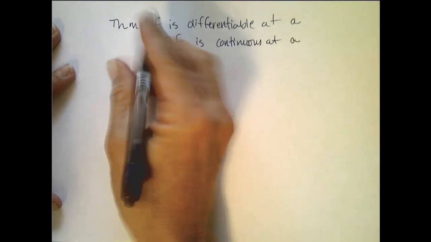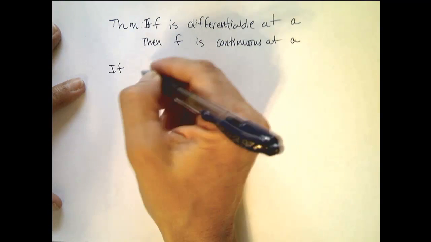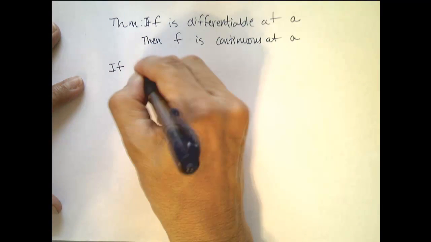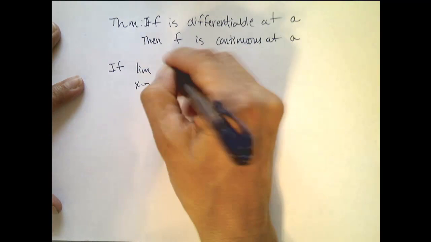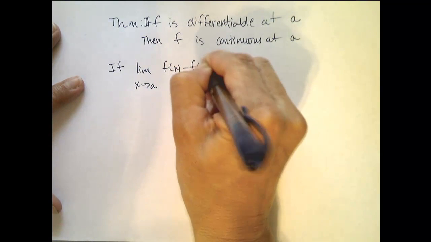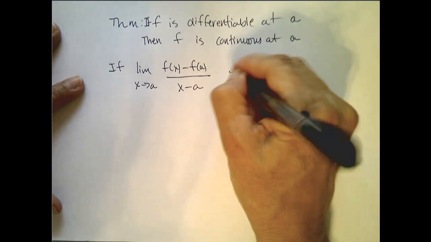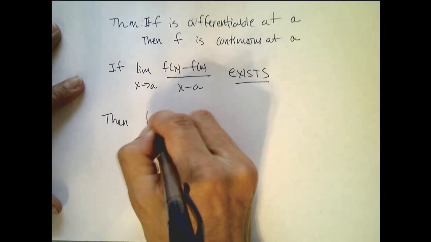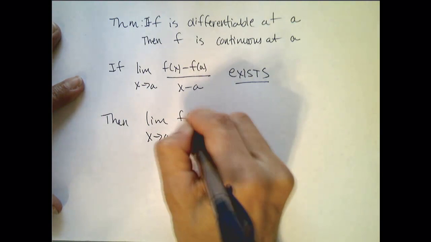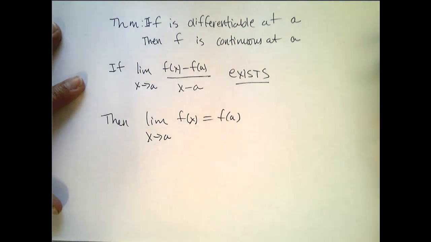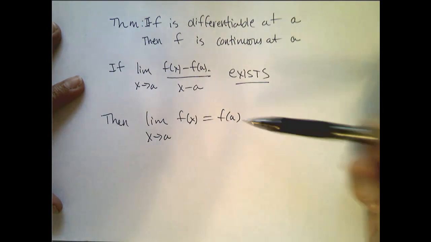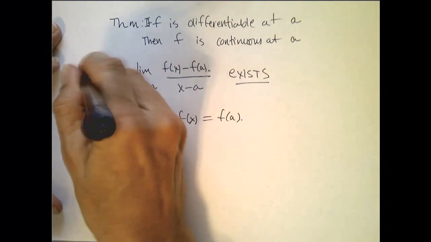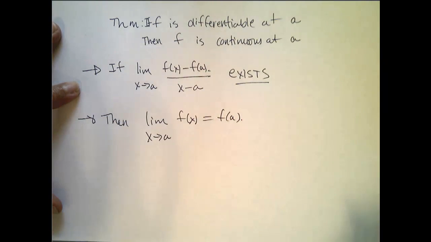So what does that mean in terms of our limits? And I'm going to use the second form of the definition of the derivative. If the limit as x goes to a of f of x minus f of a over x minus a exists, so if that limit exists, then this limit exists. That's what this theorem says. If it's differentiable at a, it's continuous at a. So let's see if we can show that algebraically. We're going to start with this, and then we're going to show this.